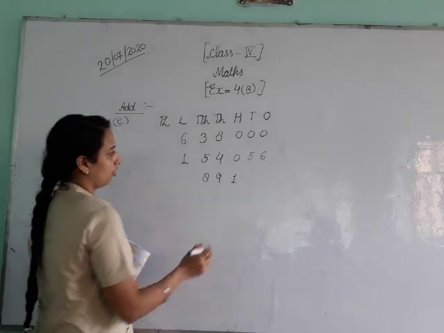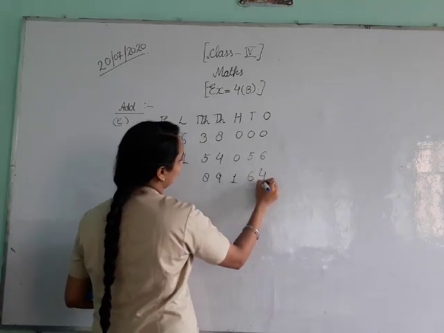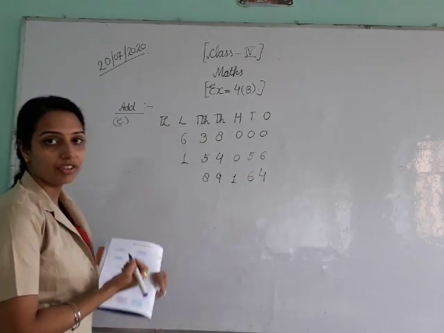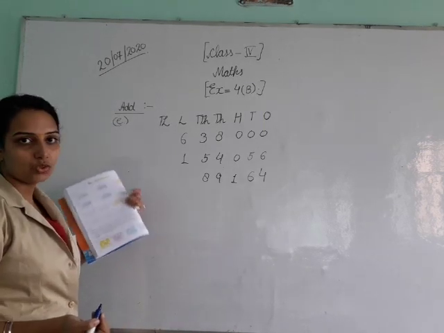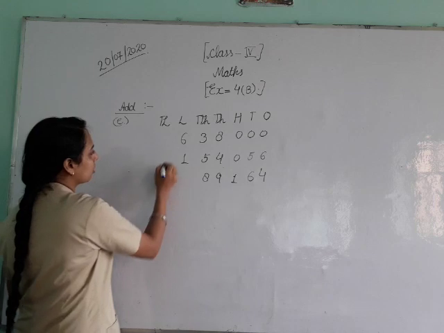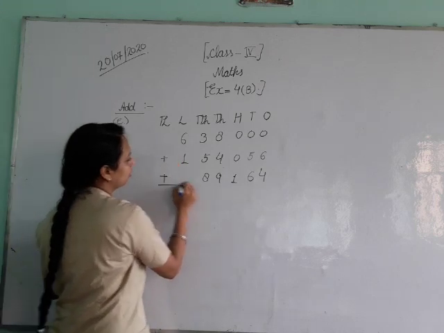and 64. Simply what is given in that question, just read it out and write it as it is, as instructed in the question. So do the addition.